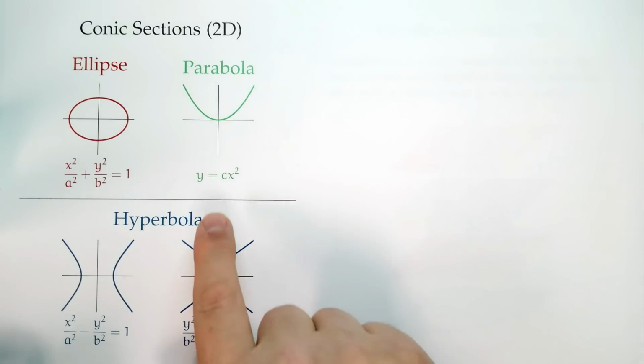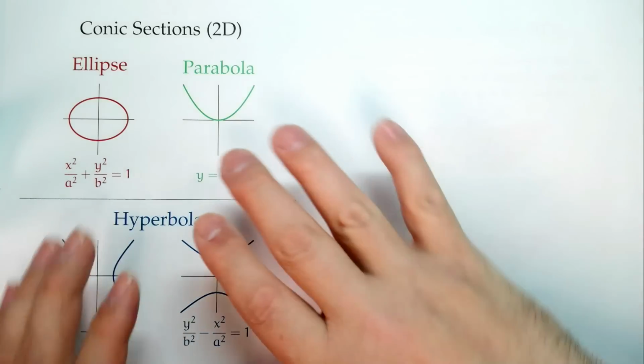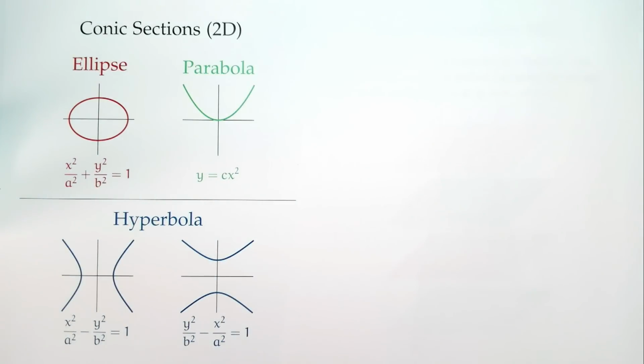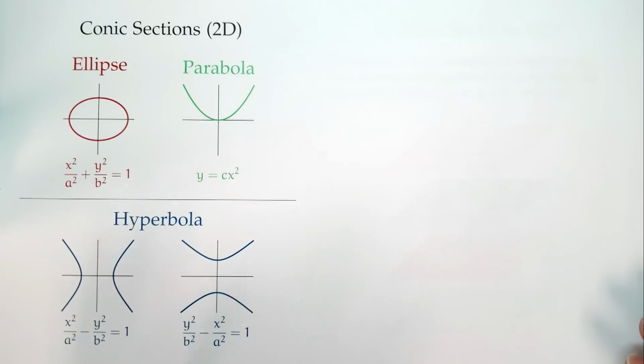Parabolas, y equals some constant times x squared, and hyperbolas, x squared over a squared minus y squared over b squared equals 1, or y squared over b squared minus x squared over a squared equals 1. Now, of course, you would say, are these the only hyperbolas and parabolas and ellipses? And no, because you can do things such as translation, absolutely allowed. You can also do things such as rotation. But the point is that after you translate and rotate, all your conic sections look like one of these. So that's 2D.